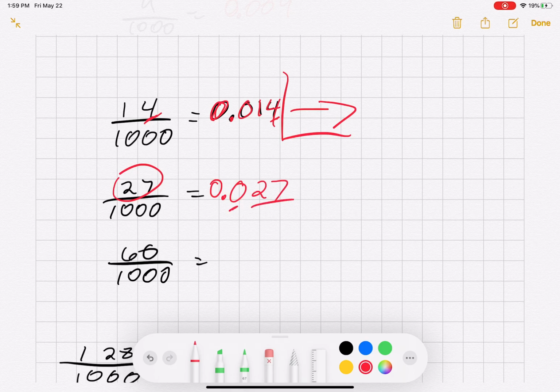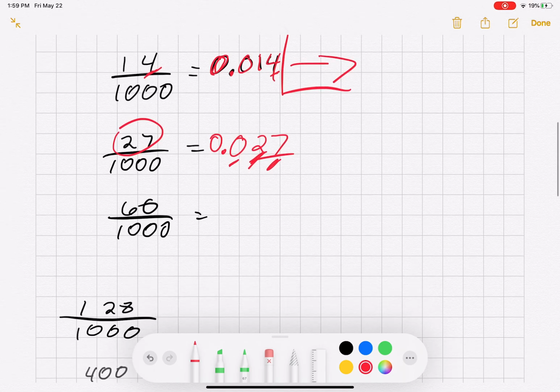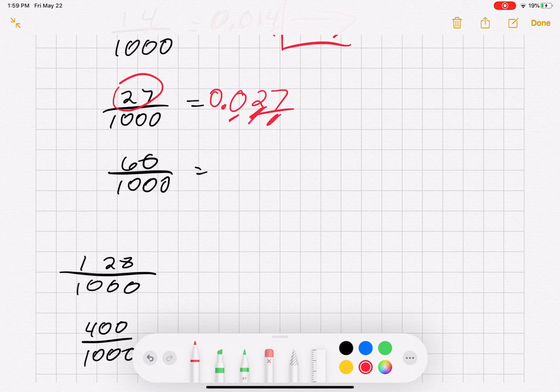So there would be 0/10ths, 2/100ths, and 7/1000ths. Same here. I have 60 thousandths, so I'd have the 0 before the decimal, I have the decimal, then a 0 in the tenths, a 6 in the hundredths, and a 0 in the thousandths.